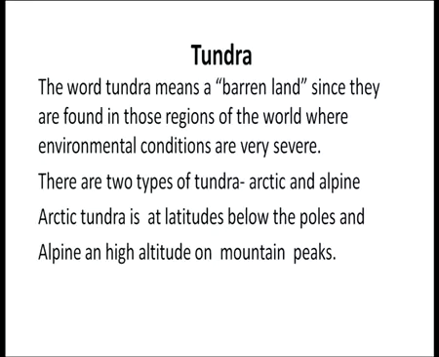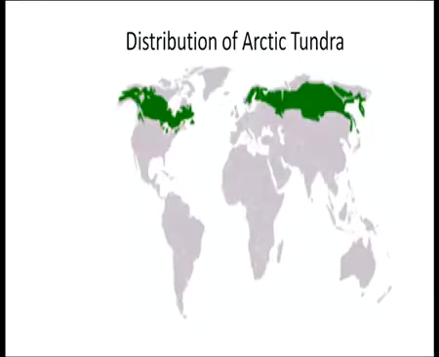Next we come to the biome with the most harsh conditions, that is the tundra. The word tundra means barren land since they are found in those regions of the world where the environmental conditions are very severe. There are two types of tundra, Arctic and alpine. The Arctic tundra is at latitudes below the poles and the alpine tundra is found at the high altitudes on the mountain peaks. These are the regions showing the Arctic tundra in the northern region just below the poles.